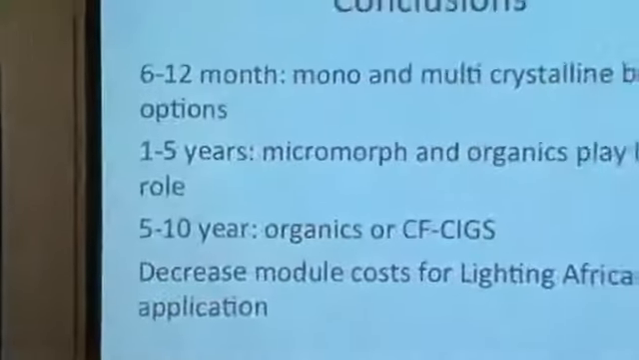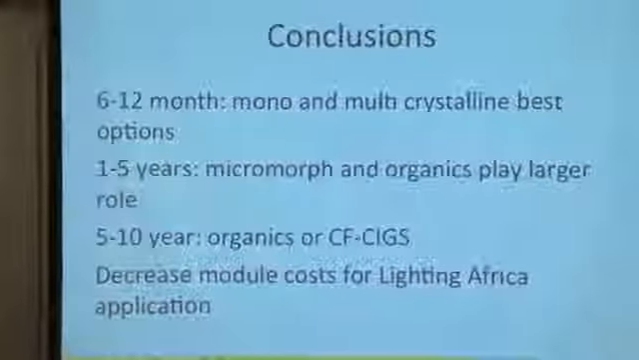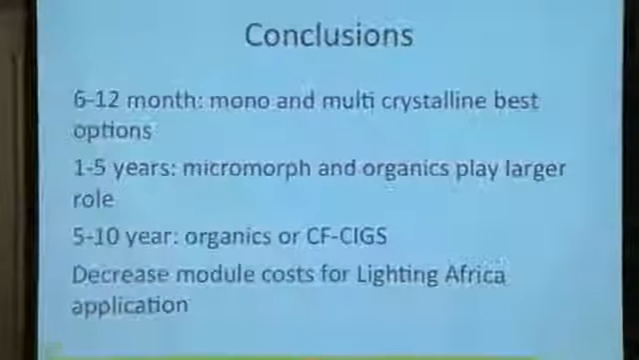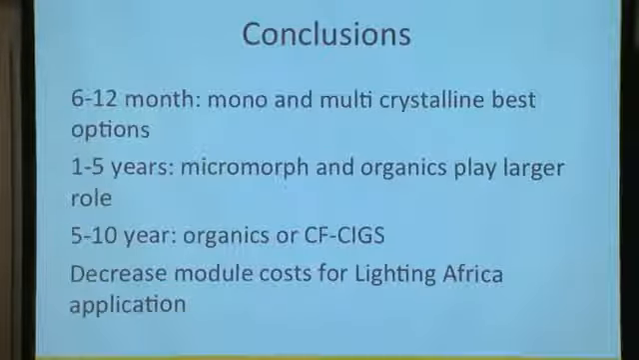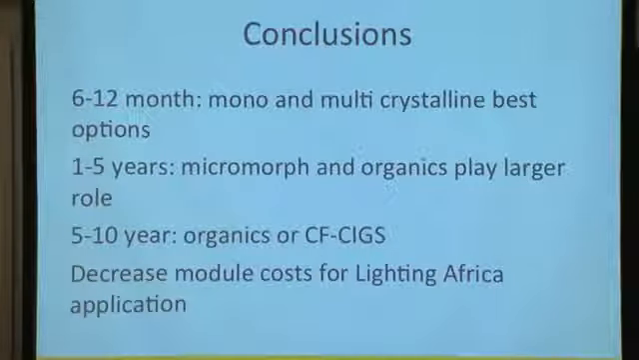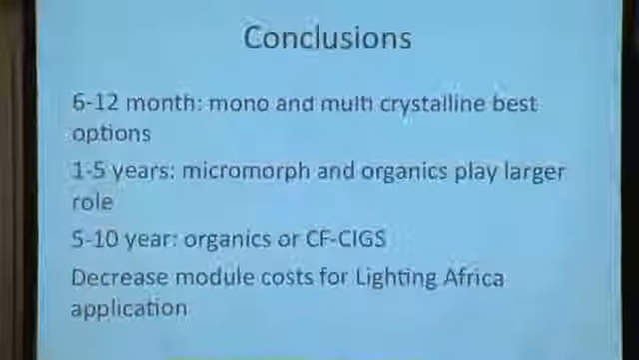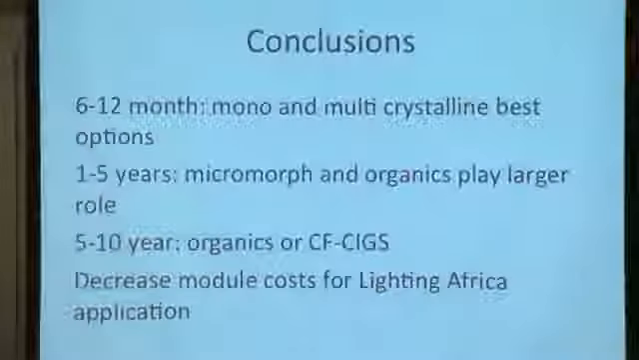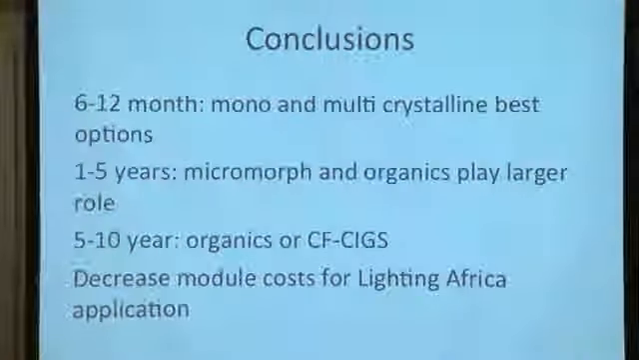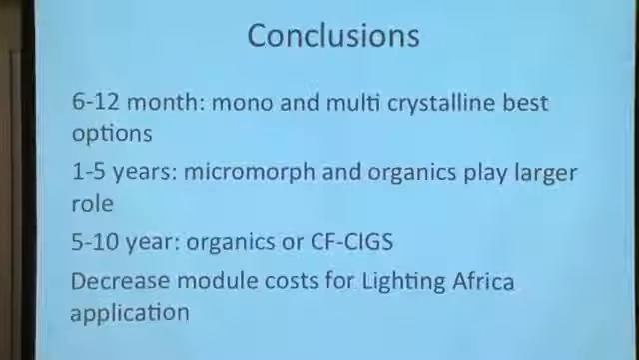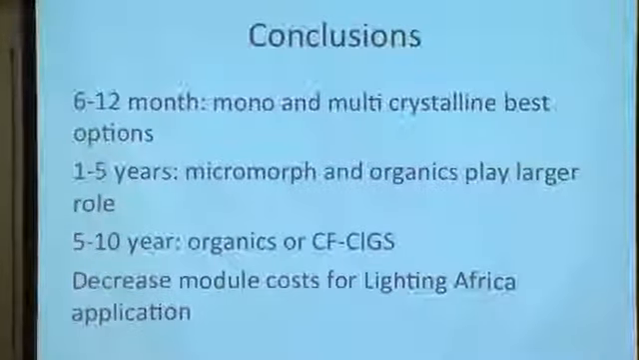The 6 to 12 month mono and multicrystalline are the best options. In the 1 to 5 year period, micromorph and organics will play a larger role. And in the 5 to 10 year, organics and CF SIGS stand out as very attractive options. So in conclusion, next generation photovoltaic technologies definitely have the capability, especially as alternatives to current crystalline technology, to provide a green and positive difference in the Lighting Africa project.